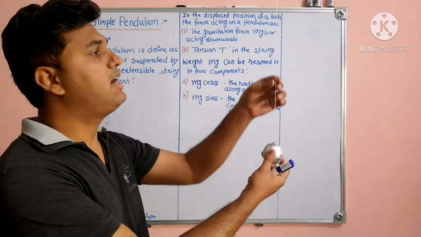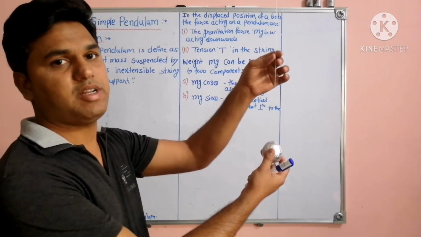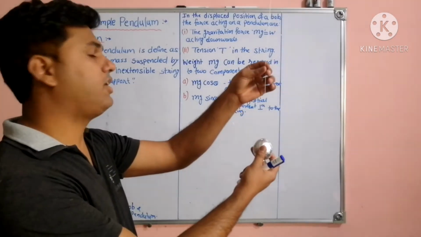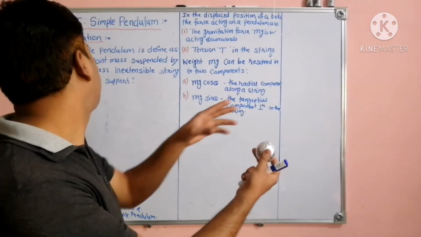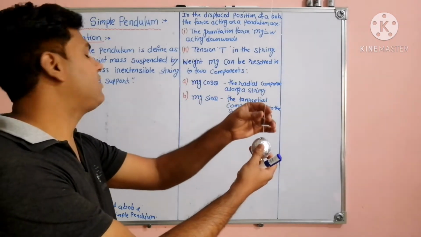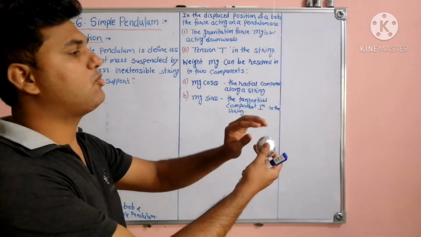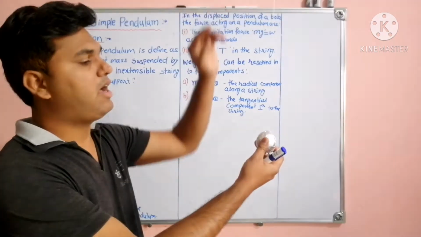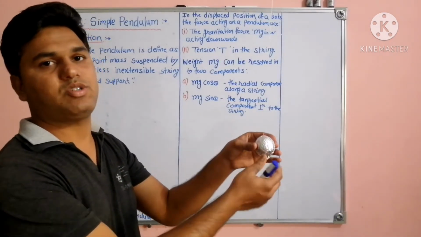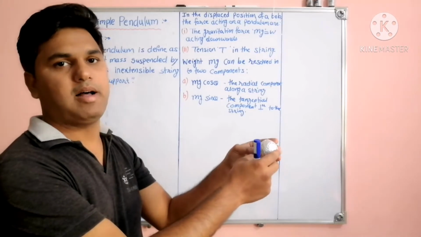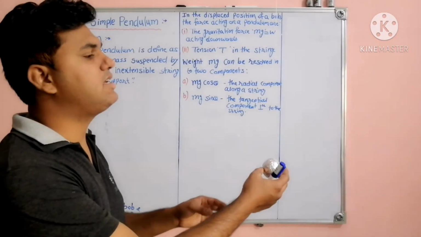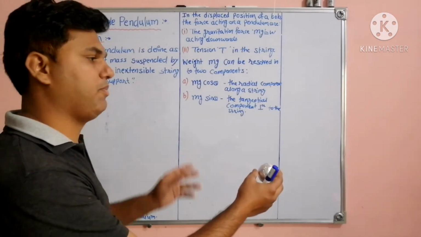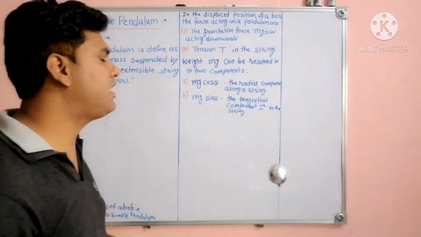Inextensible means that it is not an extensible string; the length of the string is fixed during this experiment. So, a weightless, inextensible string from a rigid support. One end of the string is attached to the rigid support and the other end is attached to the heavy point mass. This type of system is called a simple pendulum.